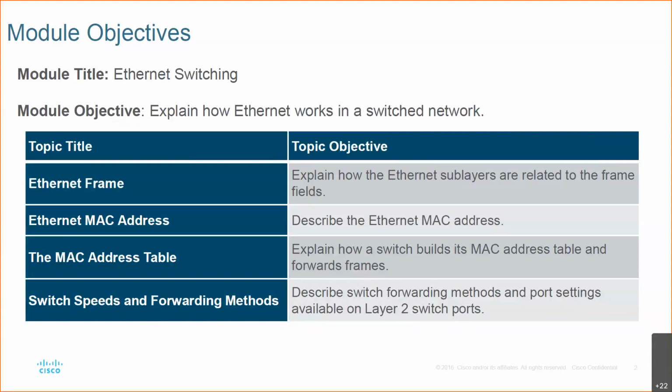We will go through the Ethernet MAC address, which resides on your NIC, network interface card. We will look at the concept of the MAC address table. It explains how a switch builds its MAC address table and forwards frames. Inside a switch, it has its own MAC address table, which has the address of every device on the network. We'll also look at switch speeds and forwarding methods.